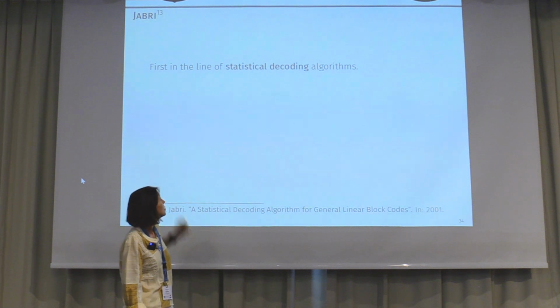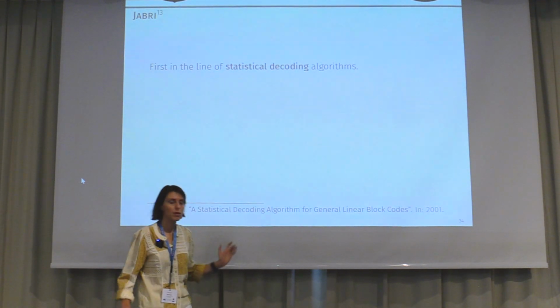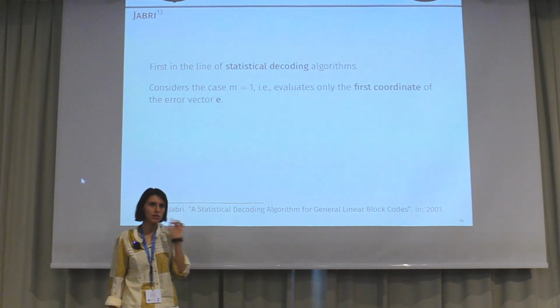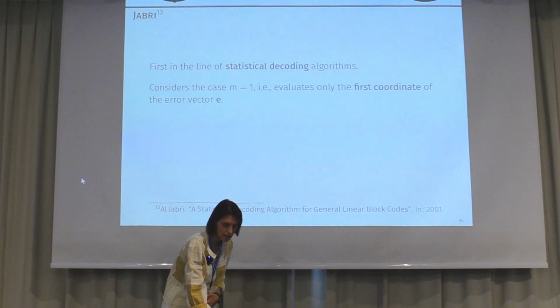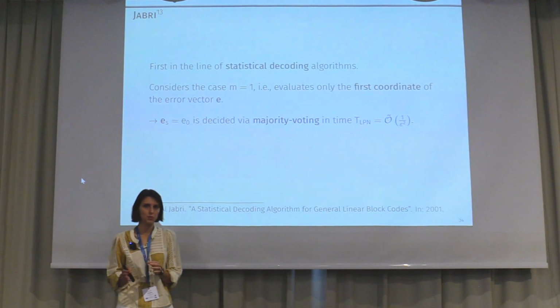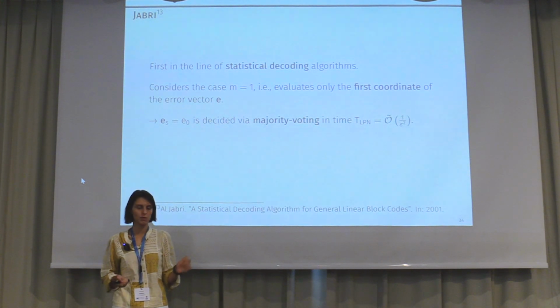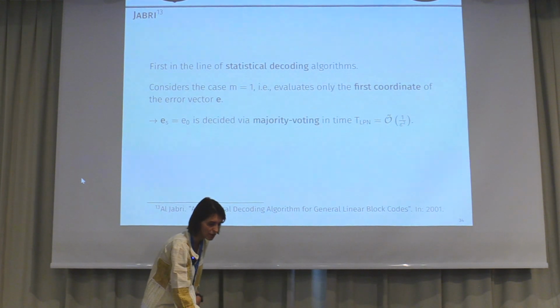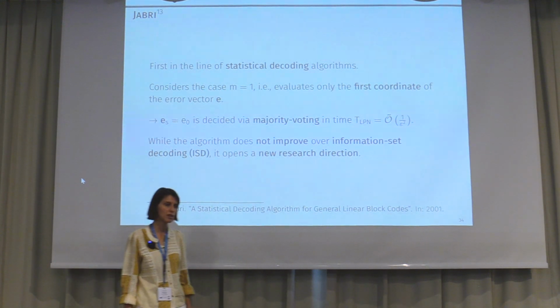So yeah, the first algorithm in the line of statistical decoding is the one by Jabri. I hope I'm pronouncing it correctly. It considered a very simple case where we are just trying to find the first bit of our error vector. And in that case, the part that I referred to as solving the LPN instance was done basically just using majority voting, so a very simple approach. Nevertheless, the epsilon was very low in this case, so the bias was very low, so we didn't obtain any improvements over the information set decoding algorithm.